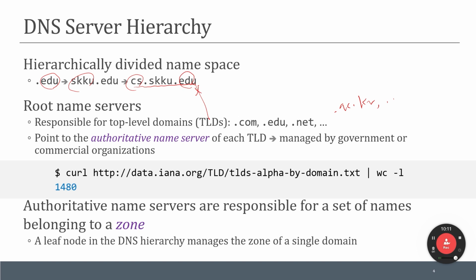So, for example, .edu points to what is the authoritative name server for SKKU. Maybe skku.edu will handle this, right? So .edu points to skku.edu, and the skku.edu name server is managed by Sungkyunkwan University.